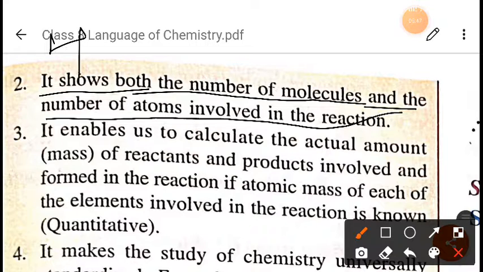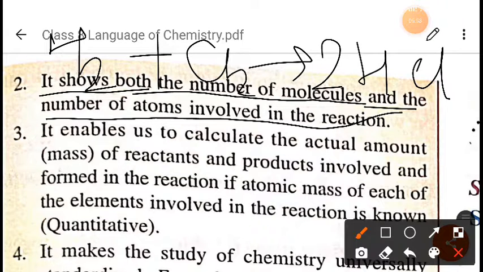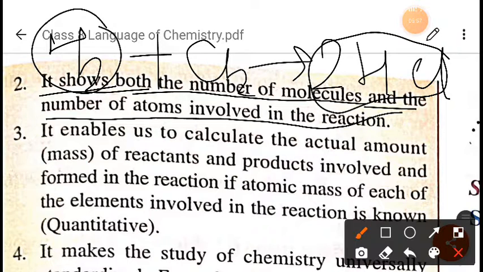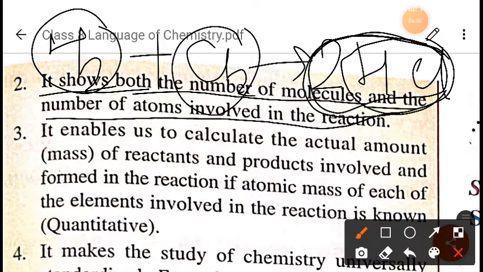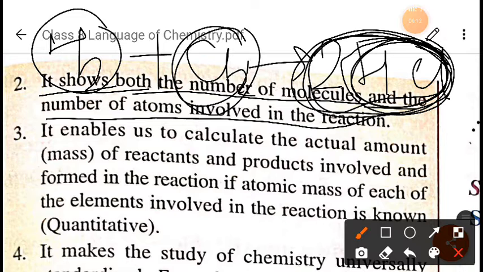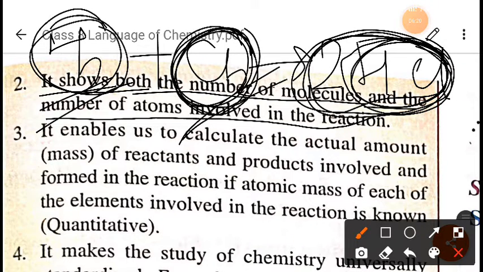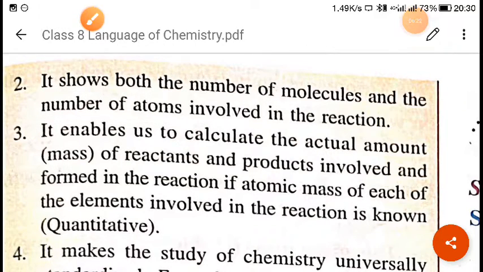Just like the example, H2 plus Cl2 will give 2HCl. It means there are two HCl molecules, two hydrogen atoms and two chlorine atoms, right? From this equation, what can we conclude? This HCl is the molecule of hydrogen chloride. So here there are two molecules of HCl, and here one molecule of chlorine and one molecule of hydrogen, or we can say two atoms of hydrogen, two atoms of chlorine, and two molecules of HCl.